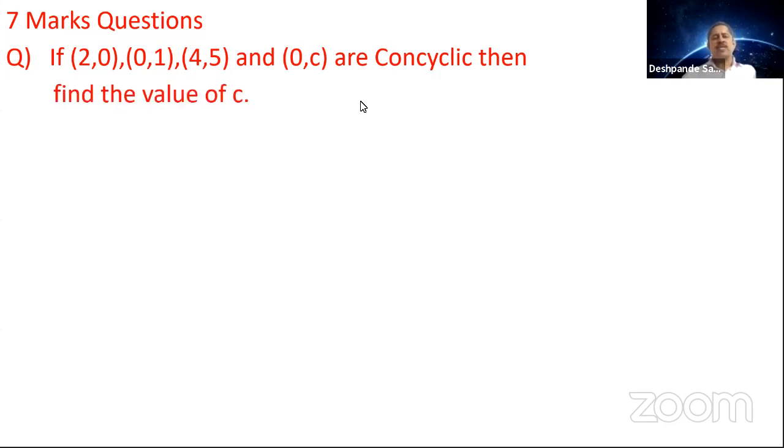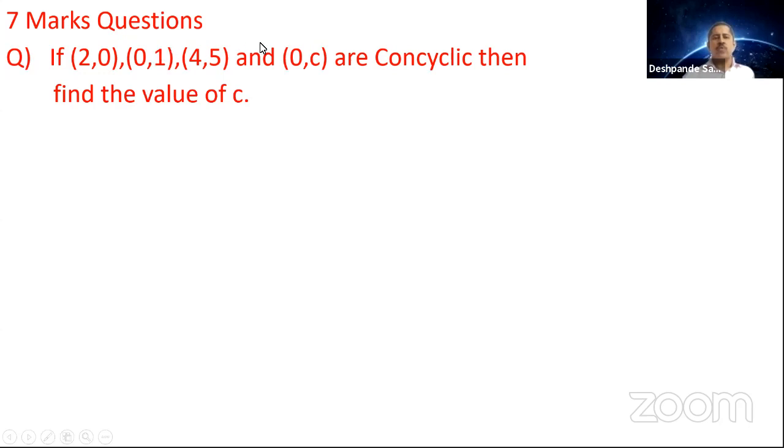What is given here is 4 points. In the 4th point, instead of the point, he has been given a c here, and a condition is given that all these 4 points are concyclic. What do you mean by concyclic? All these 4 points are lying on the same circle.